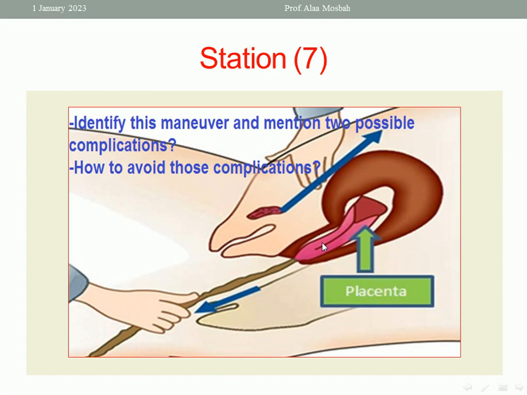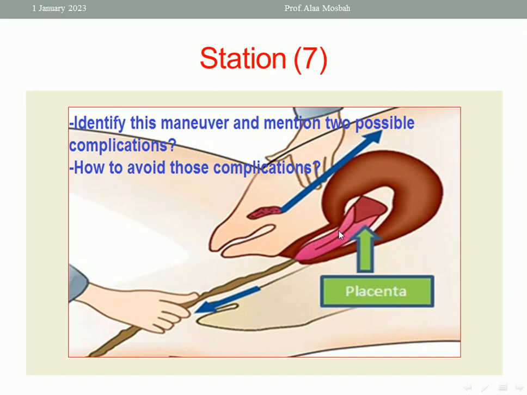It is used in active management of the third stage of labor and in retained placenta. Of course, after exclusion of placenta accreta spectrum, and after exclusion of the presence of any twin pregnancy, a missed one. Okay? What is the possible complication?